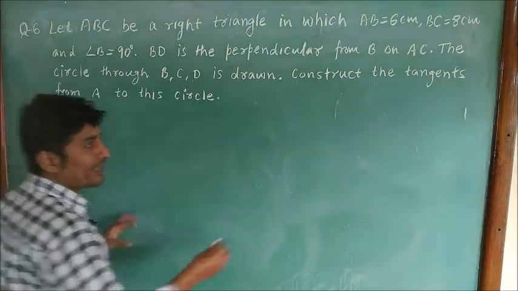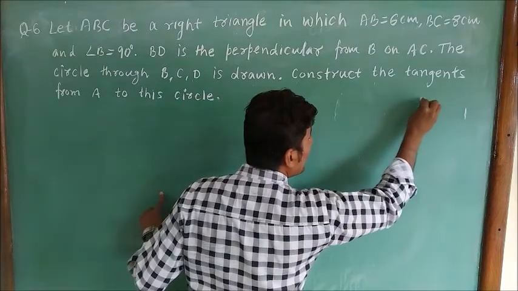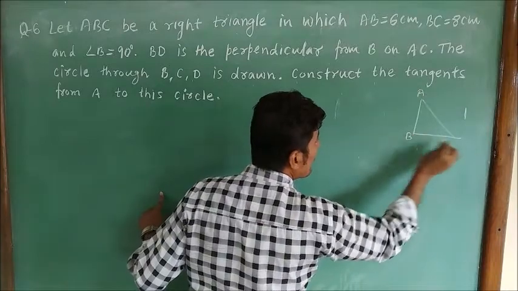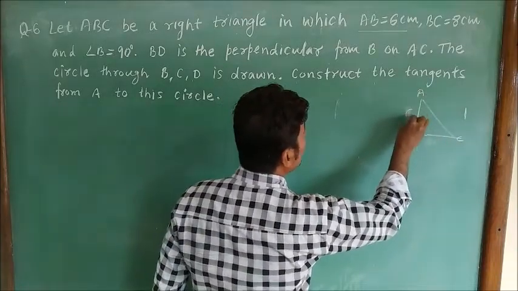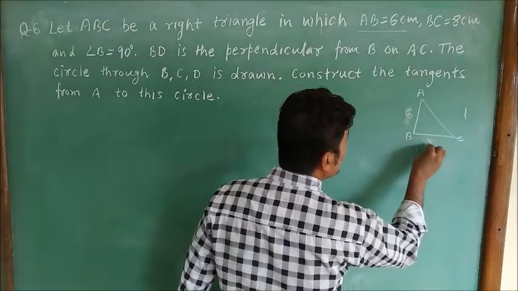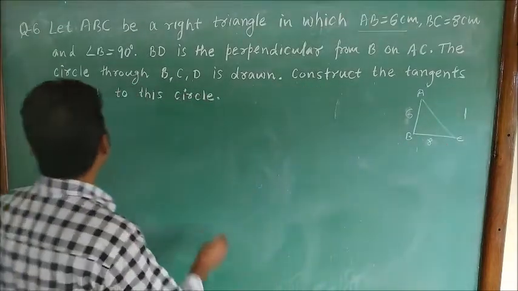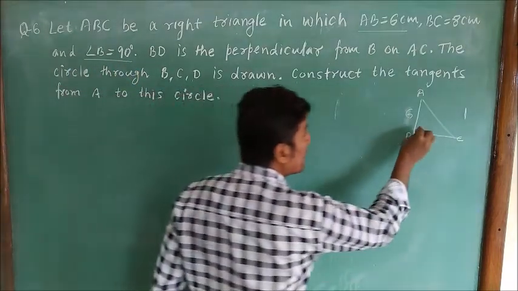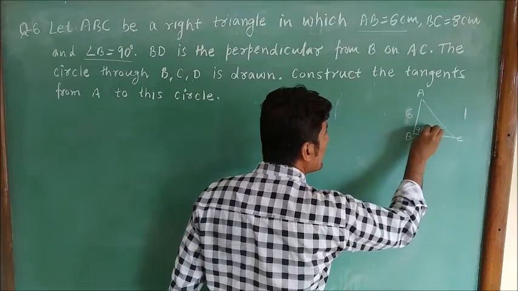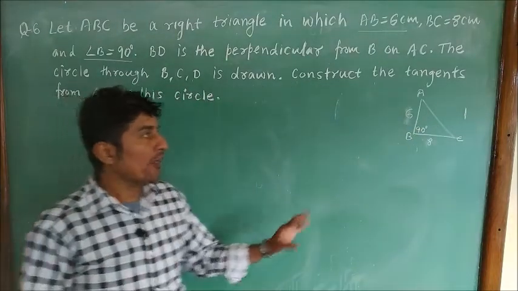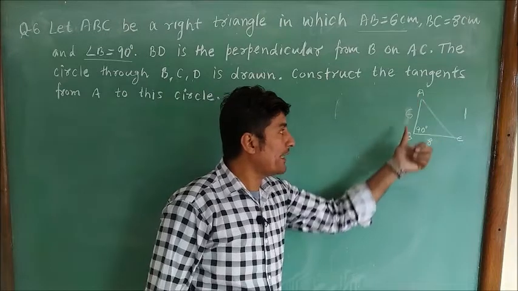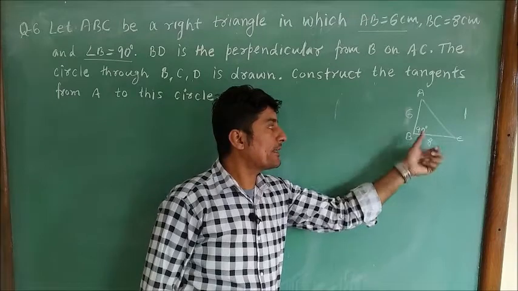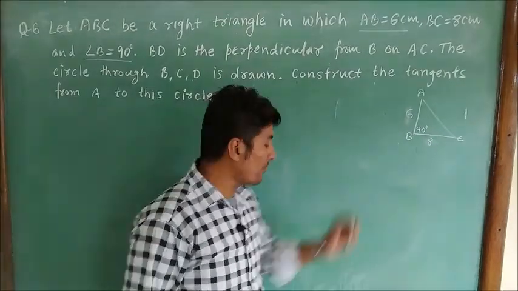So first of all, we will consider a right angle triangle ABC. Suppose this point I have taken A, this one is B, this one is C. Measurement of AB is given 6 cm, while the measurement of BC is given 8 cm. Next line of the question is, and measurement of angle B is equal to 90 degrees. So here the measurement of this angle is equal to 90 degrees. So first of all, we will construct a right angle triangle ABC in which AB equals 6 cm, BC equals 8 cm and angle B is equal to 90 degrees.